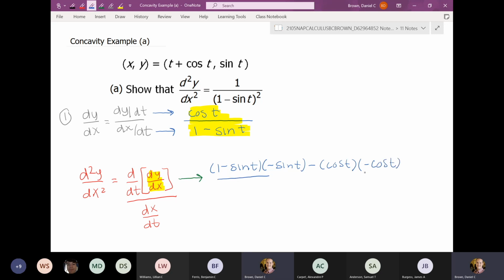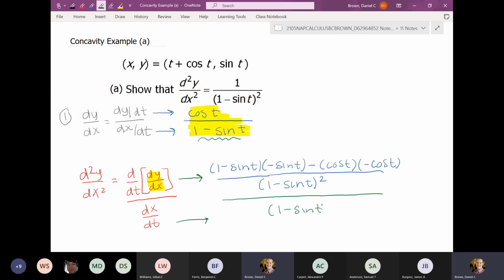Draw a line, and down below the bottom squared will go. So that's the derivative of dy dx with respect to t. And we're finding the derivative with respect to x still, so I want to divide it by dx dt. What was dx dt? That was 1 minus the sine of t. So there is my second derivative, not simplified by any means. And now we just want to do algebra to show that it is going to be equal to that expression.